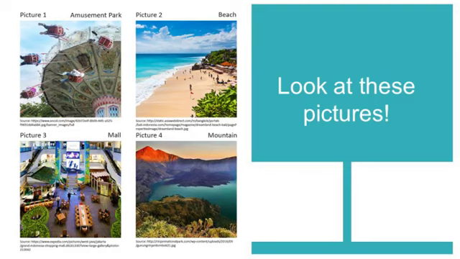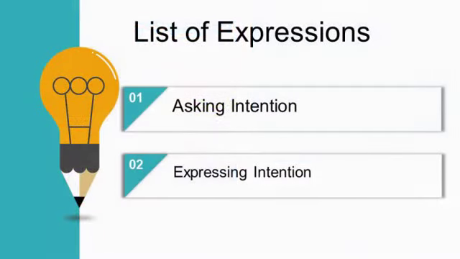And then, after students answer those questions, the teacher will state the social function for this chapter. The social function for this chapter is to state plans or something intended to do in the future. Teacher will explain the list of expressions. The first one is for asking intention, and the second one is for expressing intention.